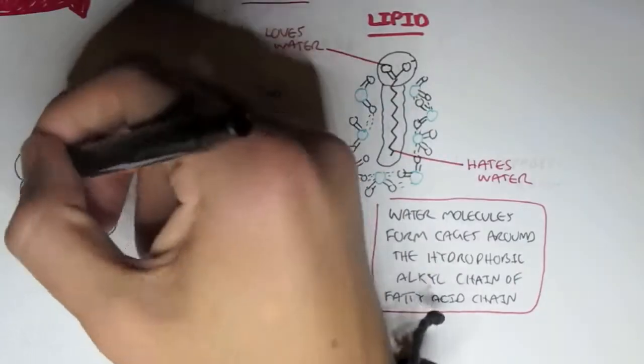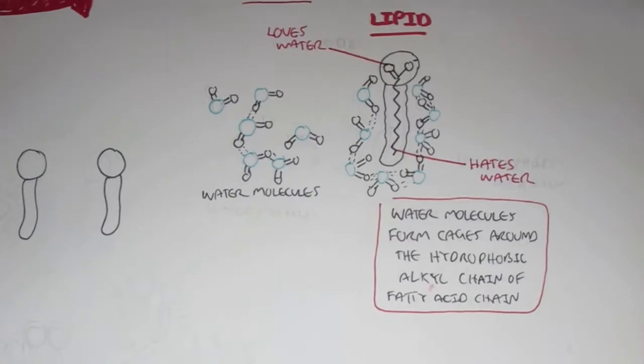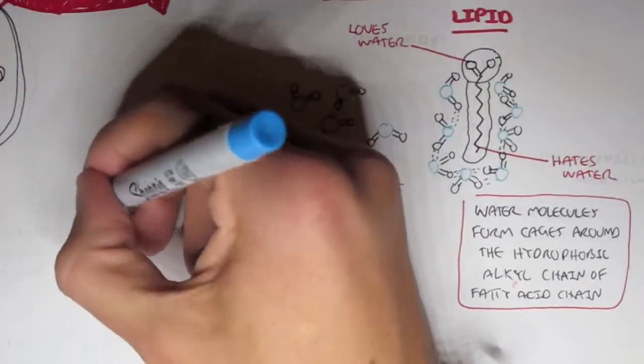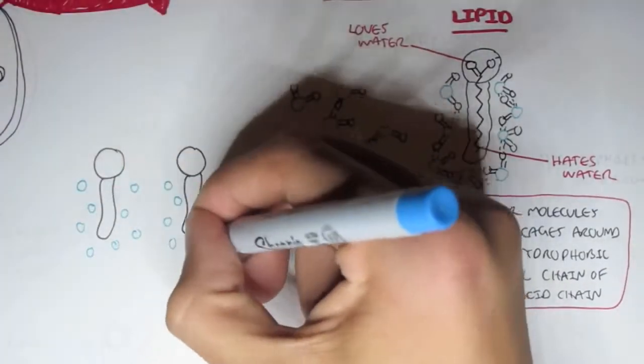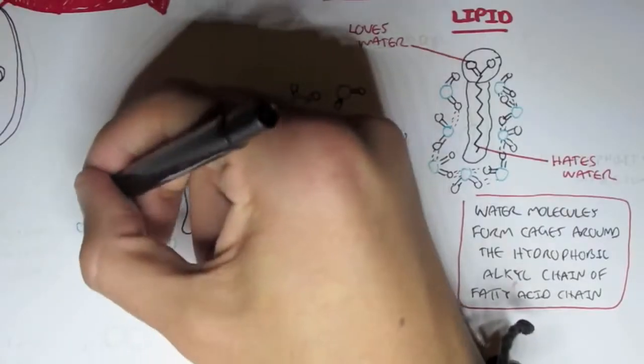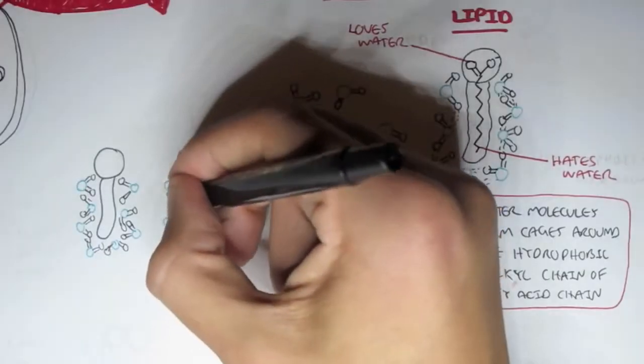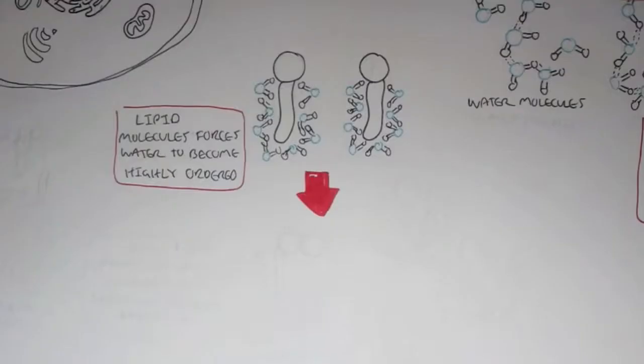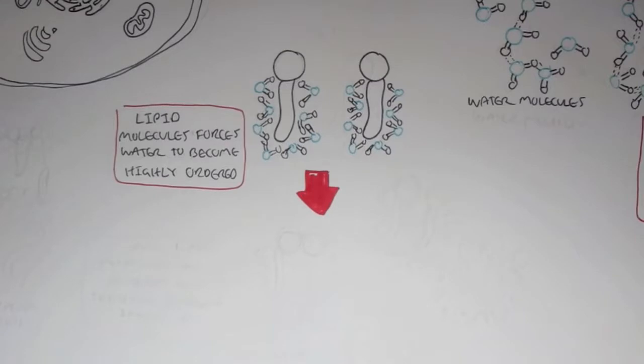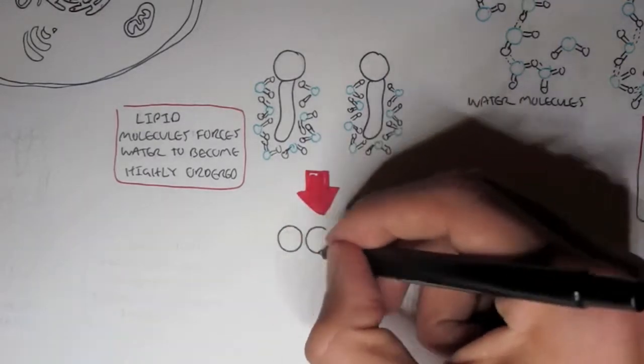So for example, if we have two lipids in solution, the water molecules will surround it, will cage it like so, and will not form bonds with it because the alkyl group is hydrophobic. And this means that the lipid molecule, the hydrocarbon chain, will force water molecules to become highly ordered, so it uses energy.